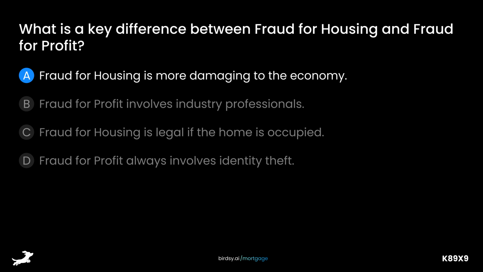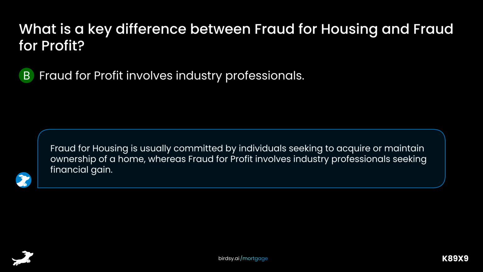Is it A, fraud for housing is more damaging to the economy? B, fraud for profit involves industry professionals? C, fraud for housing is legal if the home is occupied? Or D, fraud for profit always involves identity theft? The answer is B, fraud for profit involves industry professionals. Fraud for housing is usually committed by individuals seeking to acquire or maintain ownership of a home, whereas fraud for profit involves industry professionals seeking financial gain.